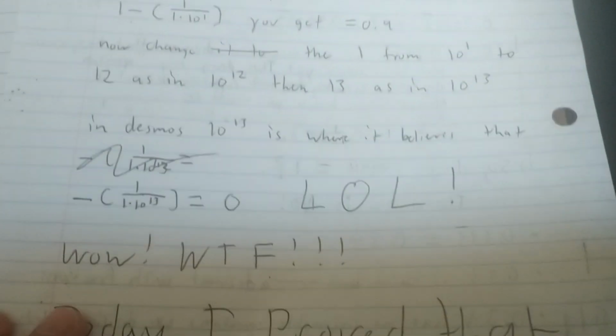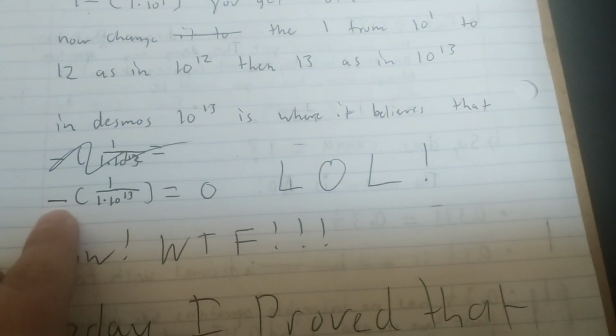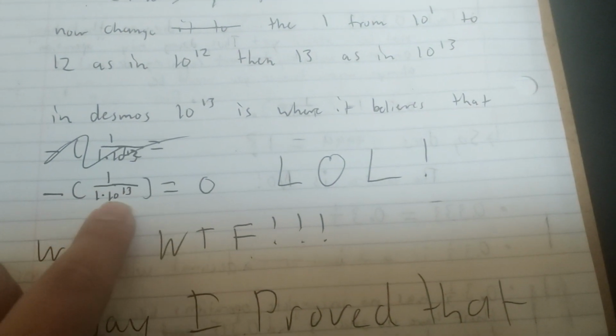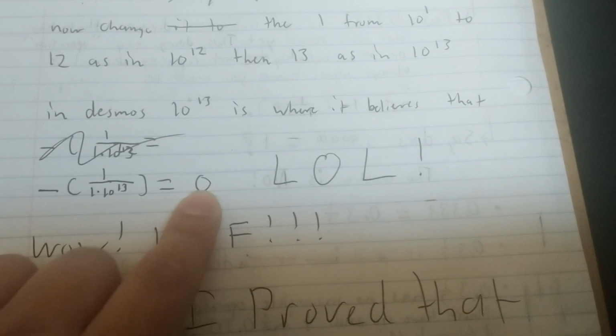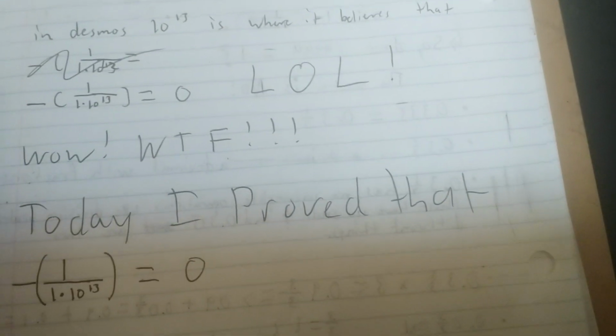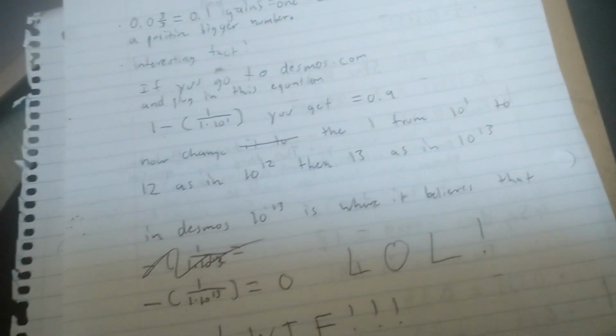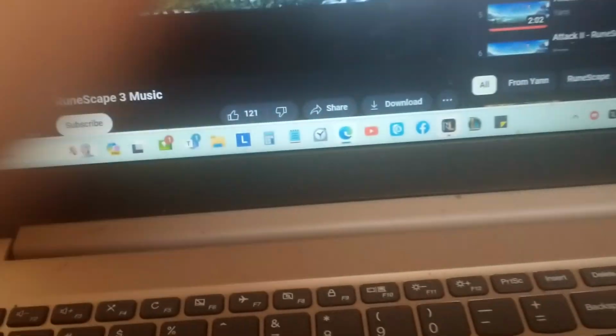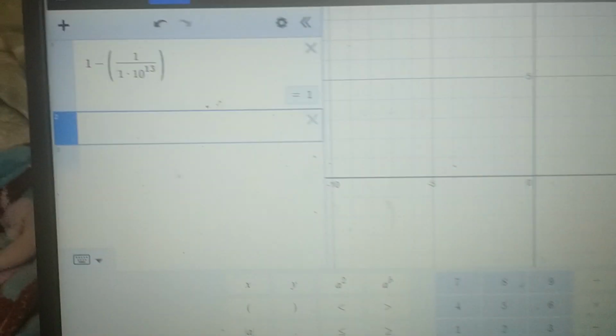And you know what that means? It means that Desmos is telling me that negative 1 divided by 1 times 10 to the power of 13 equals 0. Like, what the heck? Today I proved that, right? Because if you go to Desmos, you can see it right here.